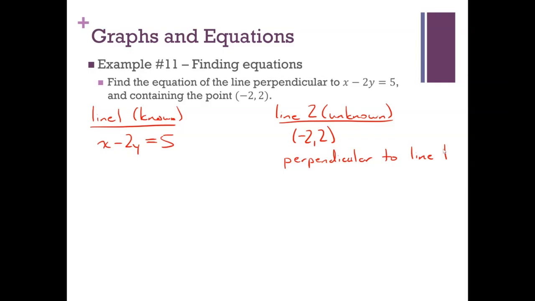So before we go any further than that, let's figure out the slope of x minus 2y equals 5. How do I figure out what that slope is? What's that? Can we do the 1, 2 minus 1, 1? We can't really do that because we don't know 2 points. Right now, we actually don't know any points on line 1. We could find some, but right now we don't know any.